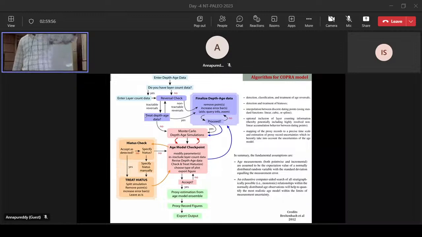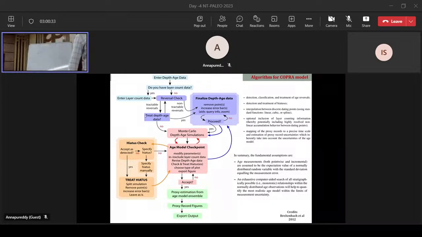If there is an age reversal, according to the conditions you have specified, that age can be removed. Once you remove it, it will ask again whether there is any hiatus and all these things. Then it will check the points, and ask you again whether you are satisfied with the model it has generated. Then you can go back and run again, and then it will accept, and you get all this data, and you can export the data. So these are the conditions, and these are the assumptions they have taken.